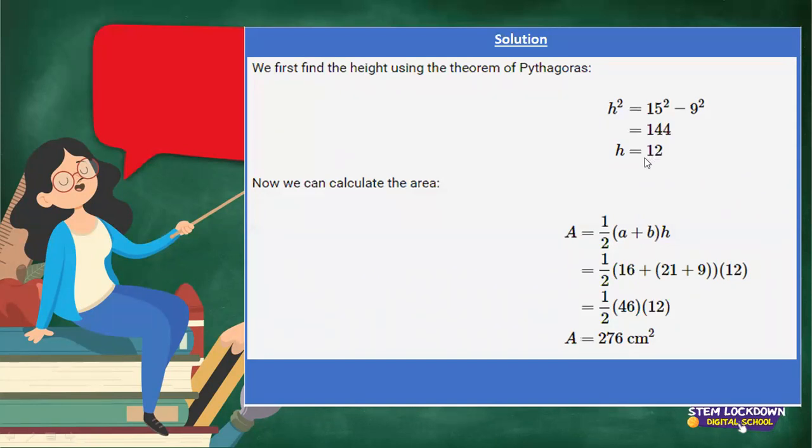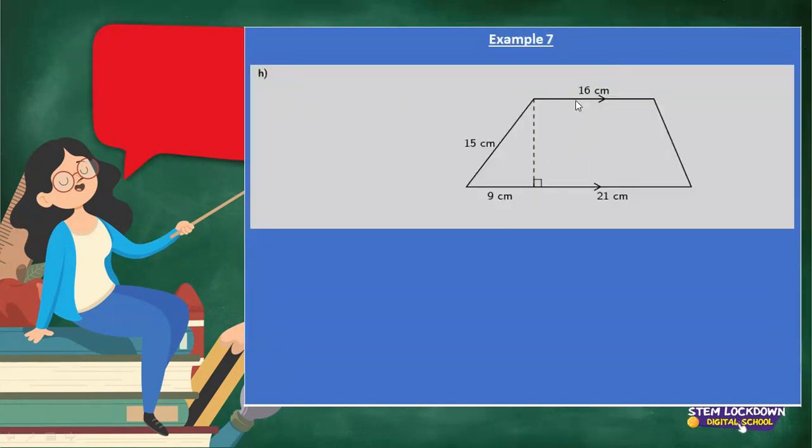Now to find the area of the trapezium. You see area equals half bracket A plus B times H. So we see half bracket 16 plus 9 plus 21 times 12. That is our A, all these things is our B. 9 plus 21 gives us 30. So basically, half bracket 16 plus 30 times our height 12.